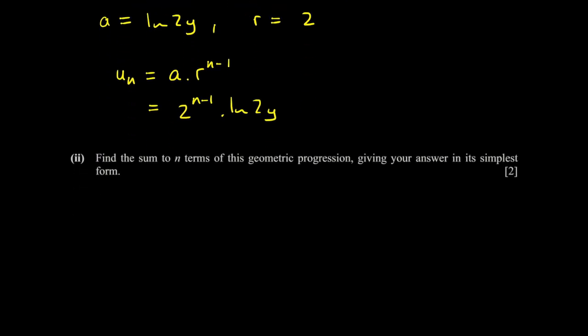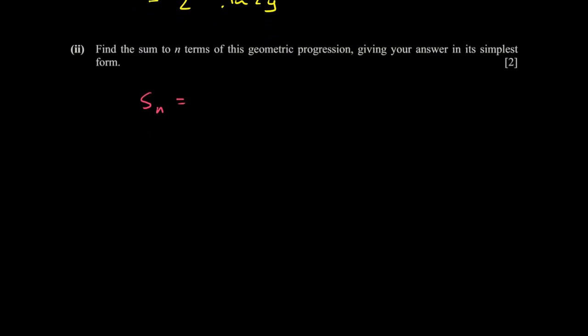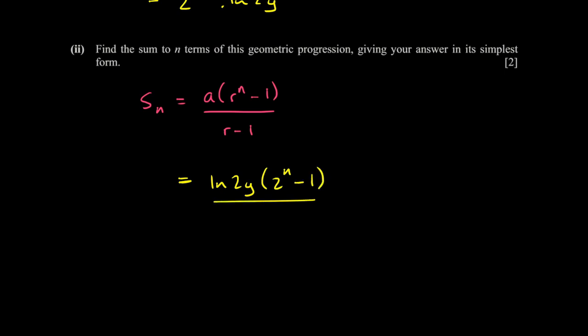All right then, let's go down. Find the sum to n terms of this geometric progression, giving our answer in its simplest form. Well, the formula for the sum of a geometric progression, which is on the front of your paper, is a times (r to the power of n minus 1) all over r minus 1. So again, we're just going to substitute in our values for a and r. a is ln 2y, r is 2, so we get (2 to the power of n minus 1) all over 2 minus 1. And of course, 2 minus 1 is just equal to 1, so we can simplify that. That will give us just (2 to the n minus 1) times ln 2y.